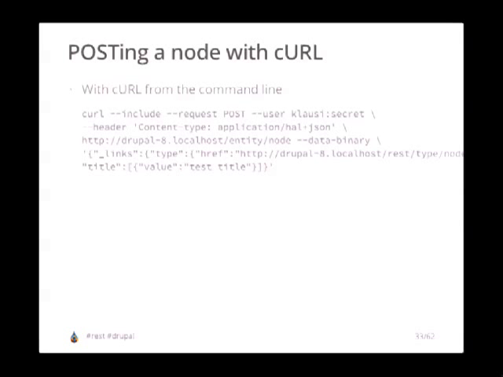And then I have to specify the correct headers. I want to do a post request, so I specify that. I use basic authentication. That's why I have the user option here, where Klausi is the username and secret is the password. I also have to specify the content type, what I am sending to Drupal, so that it knows how to deserialize it and save it. And in this case, it's again application/hal+json, and that's basically it.